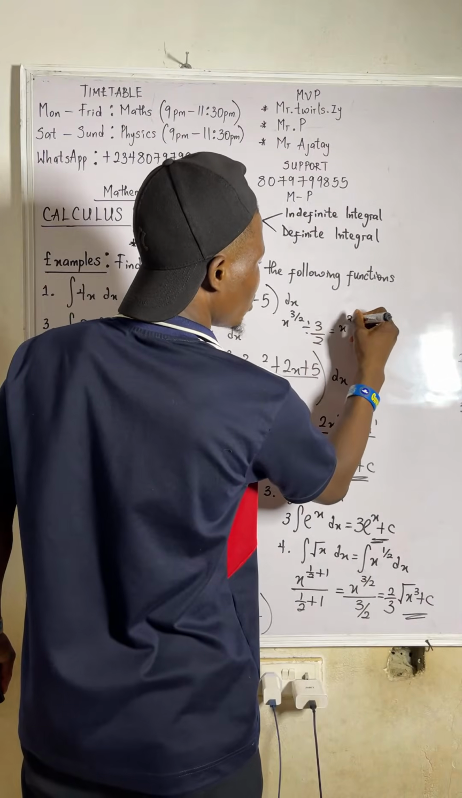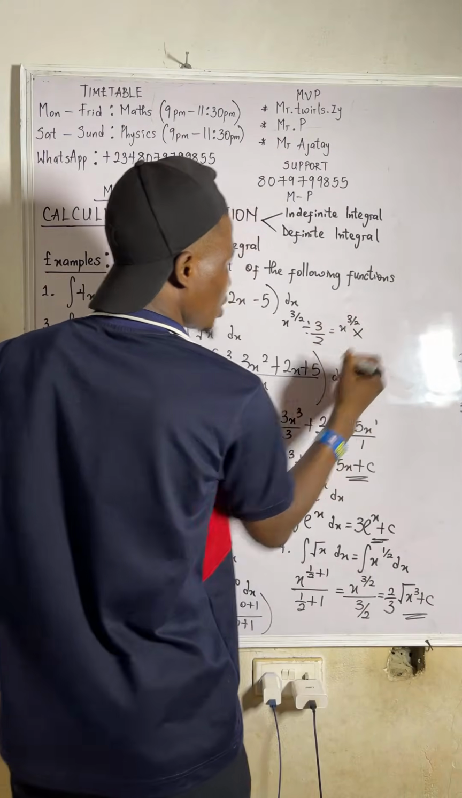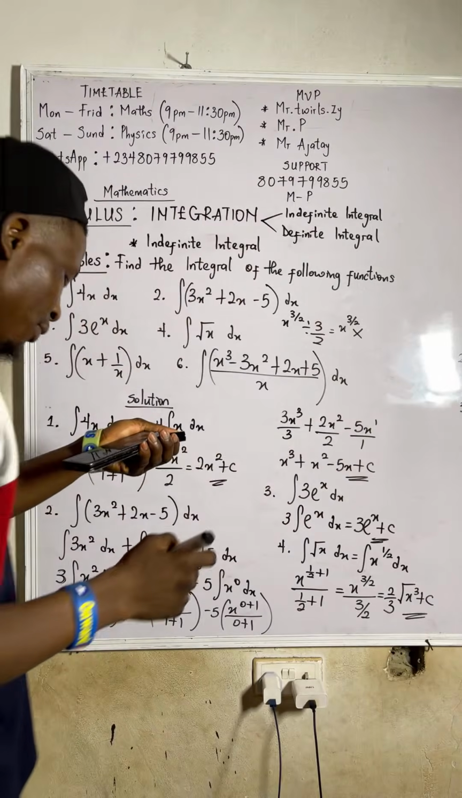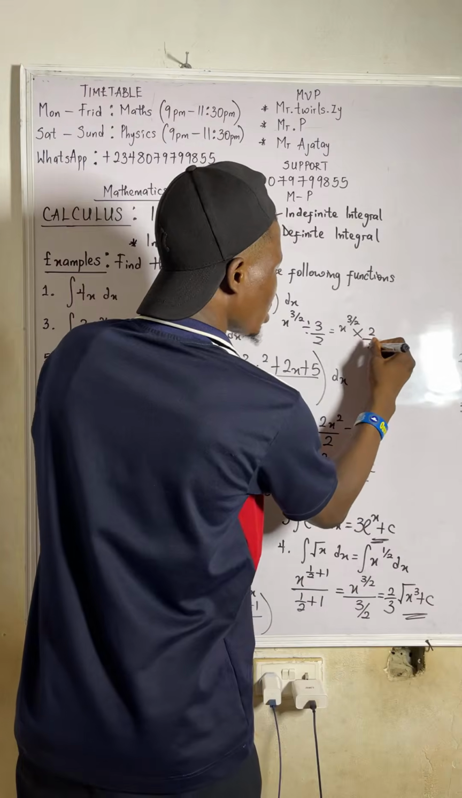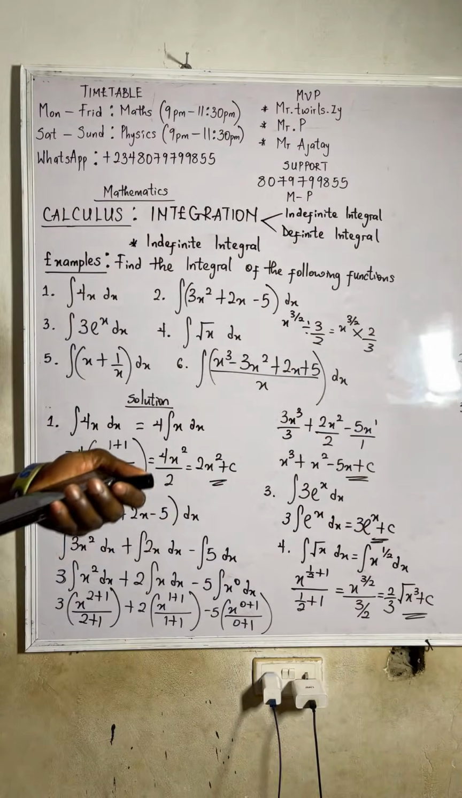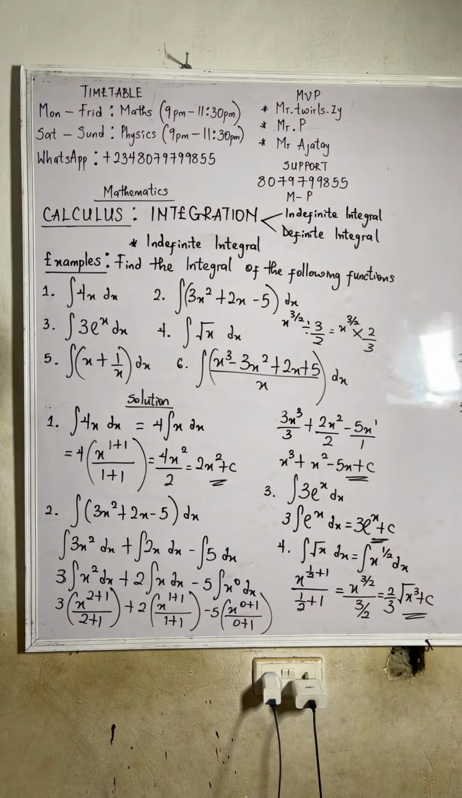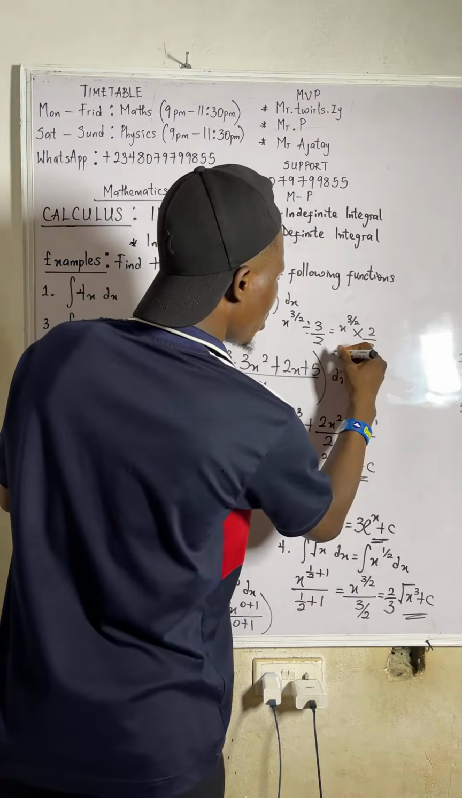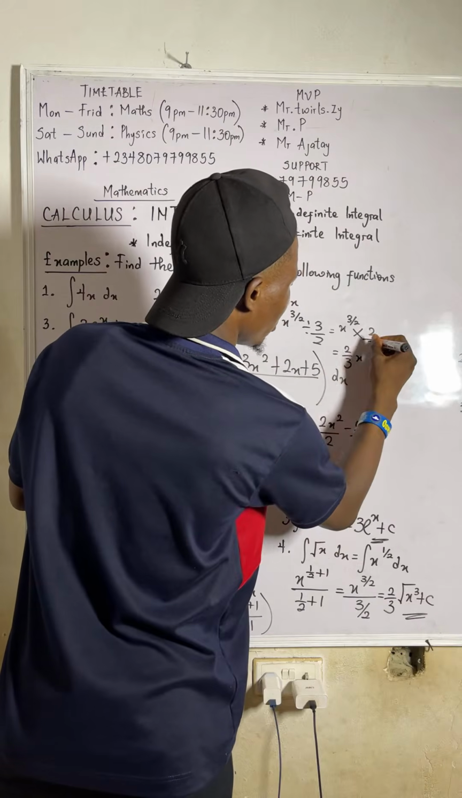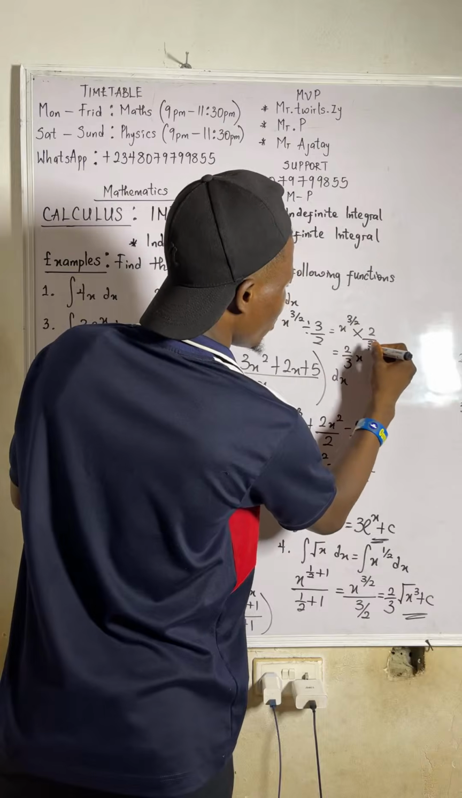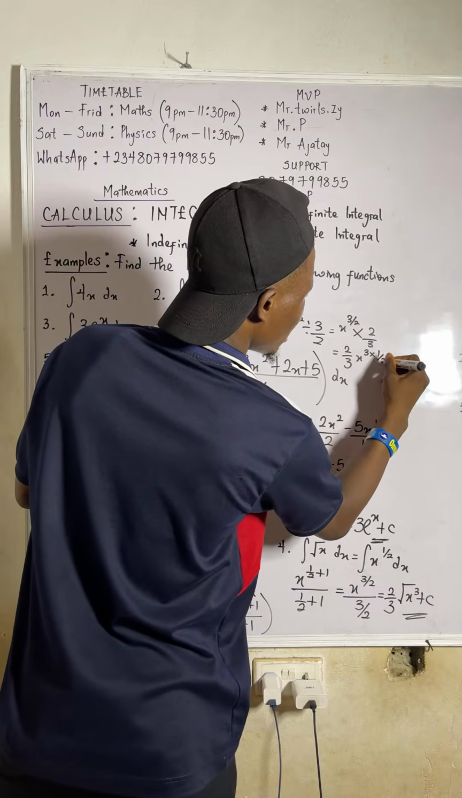So what will it now be? That will be x to the power of 3 over 2. When you change division to multiplication, what happens? 2 goes up, 3 comes down, right? Are you following? So that becomes 2 over 3. Then this x to the power of 3 over 2 means 3 times 1 over 2. Is that not the same thing?